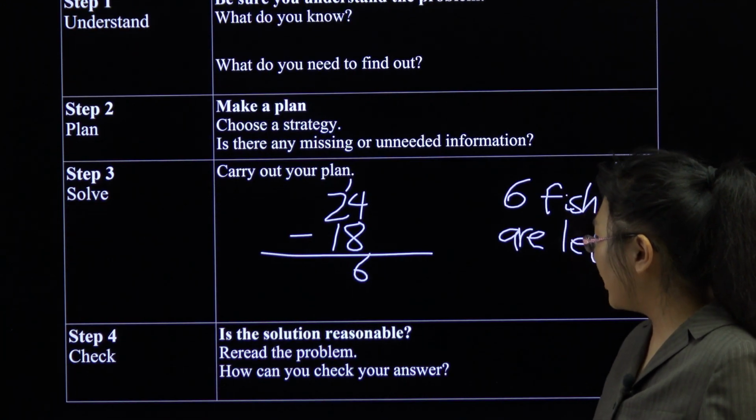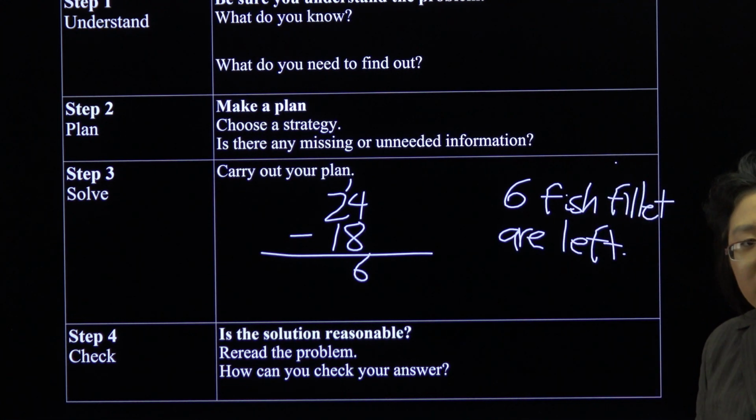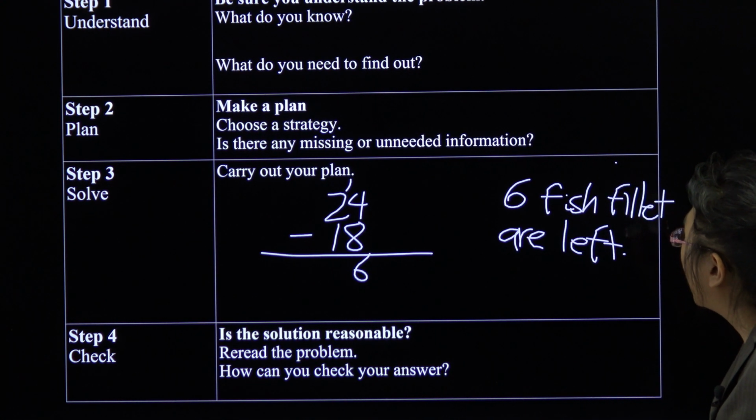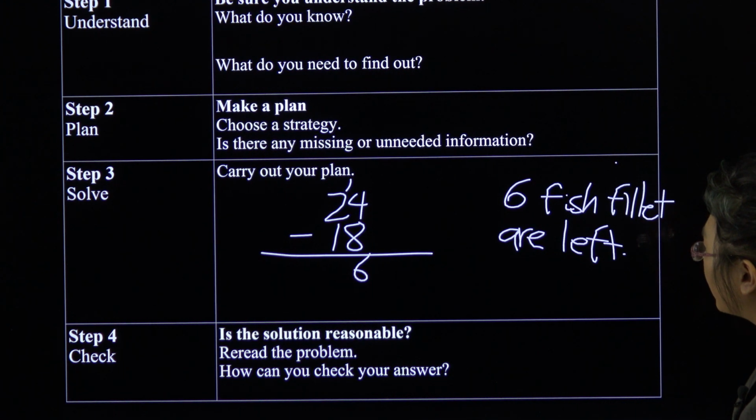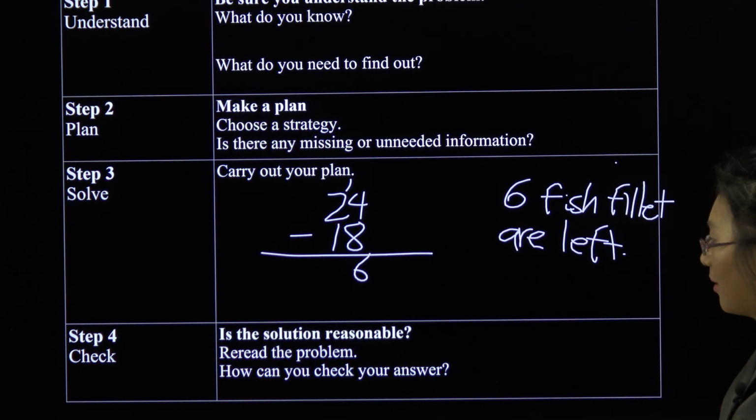Is the solution reasonable? Reread the problem. How can we check our answer? Is the solution reasonable? I mean, it's not unreasonable. If you do a little bit of rounding, though, both of these would round to 20, which would be a bit of a problem.